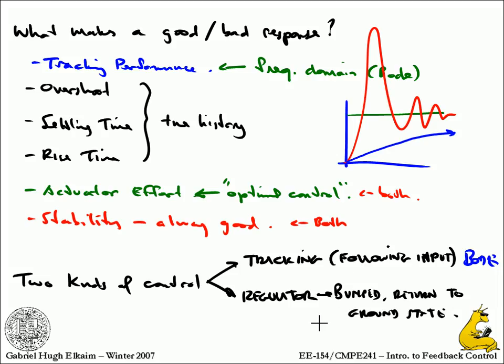Right, so it's disturbed. Regulators basically try to track zero, and you can alter where that zero is. A regulator would be, for instance, in an aircraft, something like an altitude hold. You want the aircraft to hold a given altitude. You don't want it to climb. You don't want it to descend. You want it to do whatever it does to hold that altitude.